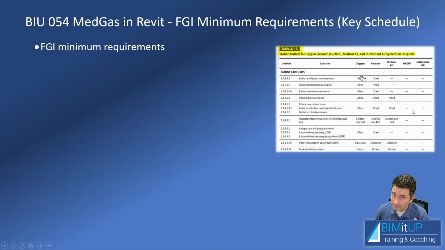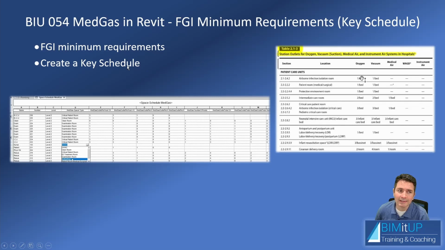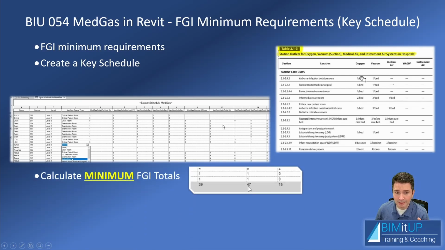Per FGI guidelines, you may have some owner requested requirements. That's another story. Or maybe your medical consultant has some input there. So what we're going to do is use this information to populate a key schedule. And then based on that key schedule, we'll be able to create a room schedule, room by room, every single room in our facility. And then we'll be able to select from this drop-down list, and all these fields will be automatically populated. And then we'll be able to calculate some totals.